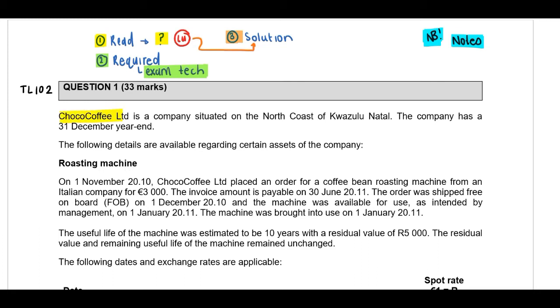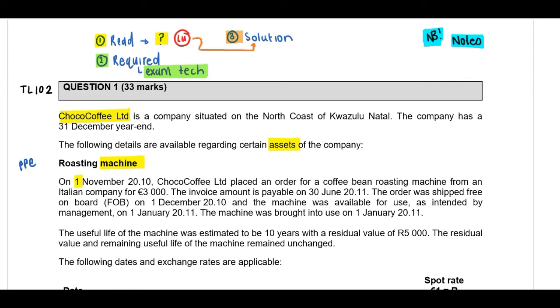ChocoCoffee Ltd is a company situated in the north coast of KwaZulu-Natal. The company has a 31 December year end. The following details are available regarding certain assets immediately. We know we need to look at our assets learning units of the company. We have a roasting machine. When we identify that this is a machine, most probably PPE.